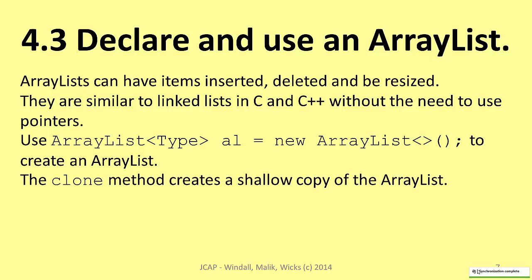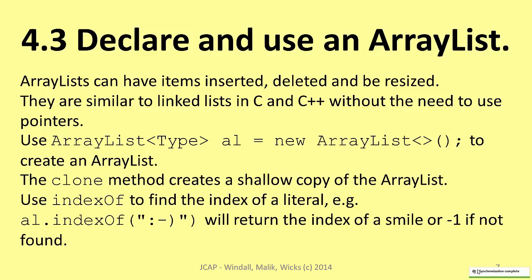The clone method creates a shallow copy of the array list. That's to say you don't get a second copy. What you get are 2 references to the array list. So the clone method does not create new items. It merely looks at what's in the old version.